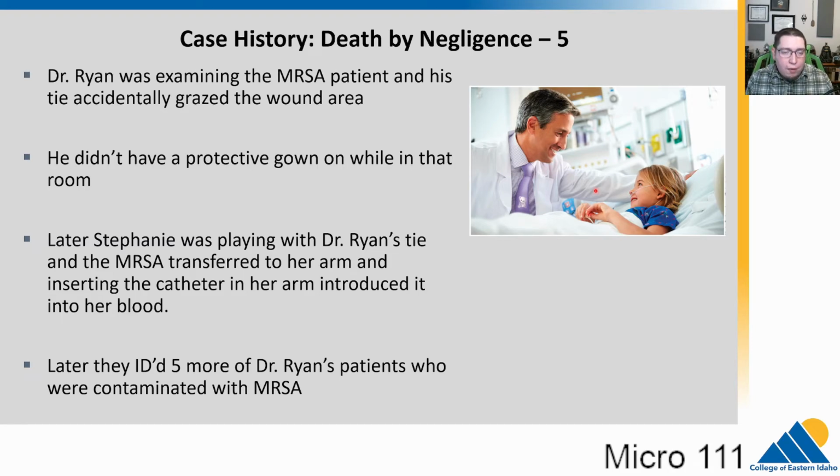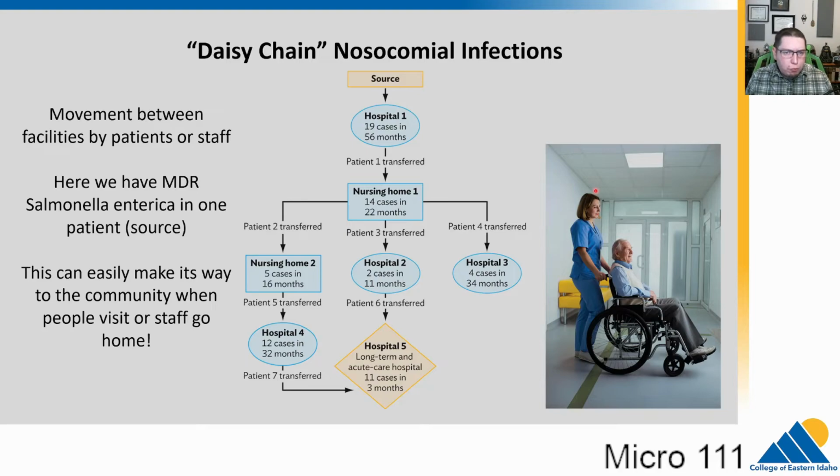So we do have someone that did spread this here. They went on to find in this case that there were 5 more patients of Dr. Ryan's who were contaminated with MRSA. And so the doctor, the person who's supposed to be helping them, in this case, was spreading microbes from one individual to another. Unfortunately, this is very common. So this is why proper procedures and protective equipment are so important. It sucks because wearing gowns and things like that, we think of it as wasteful or expensive, but is the expense worth a little girl's life? I mean, that's the question we have to ask here.